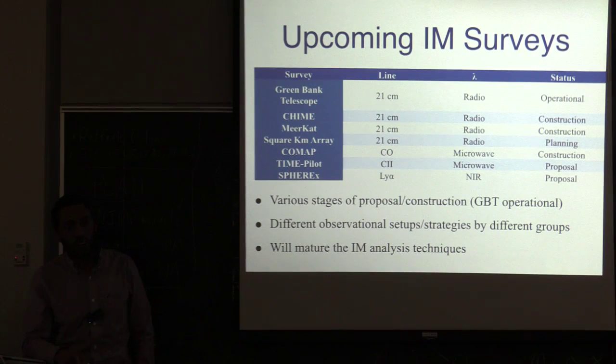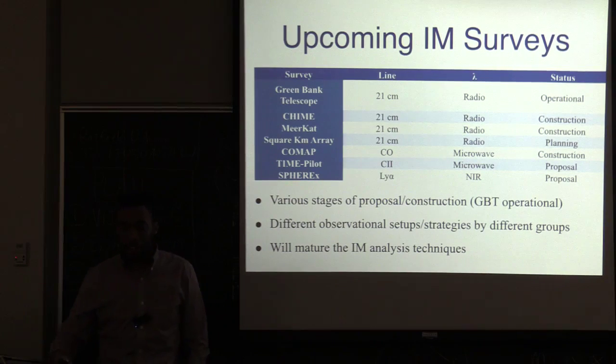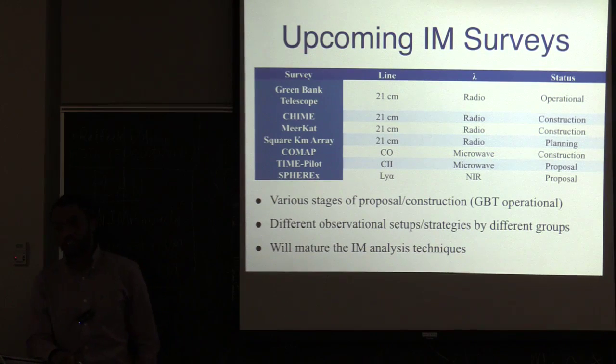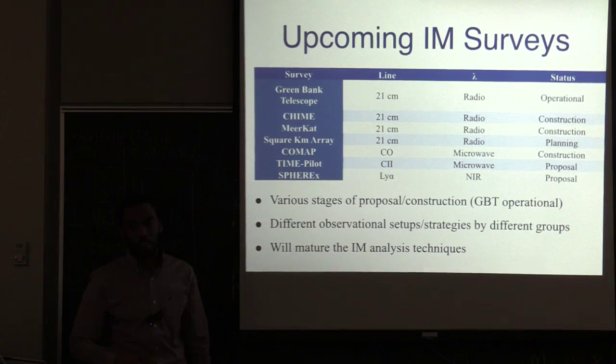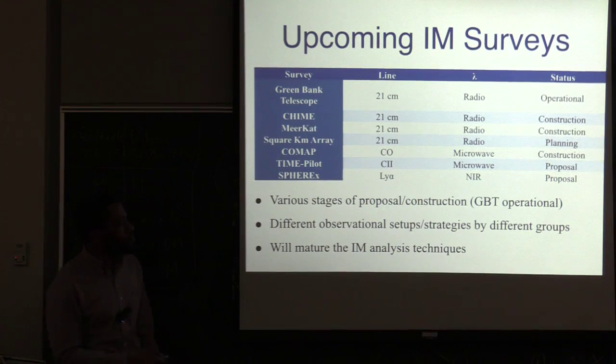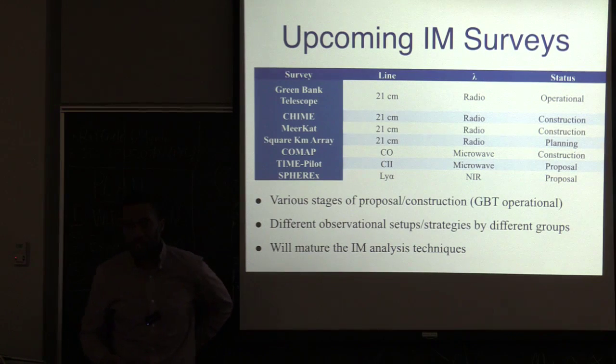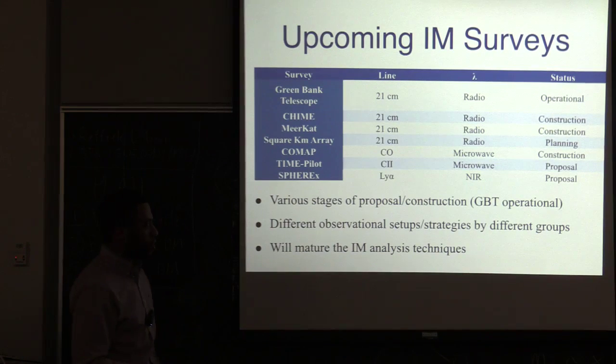There's TIME-Pilot, which will hopefully detect ionized carbon emission. And finally, there's SPHEREx, which I'm a part of the collaboration for. What this wants to do is map Lyman Alpha all the way out to the reionization redshifts. And this is possible according to models of Lyman Alpha emission that I've constructed, and as far as forecasts that I've constructed. And so this would be very exciting if this were to happen. Also in SPHEREx, there are fNL studies using low resolution spectroscopy. And so this is a pretty exciting survey. Right now it's competing against 2 other proposals for funding, and I think we have a really good shot at getting funded.